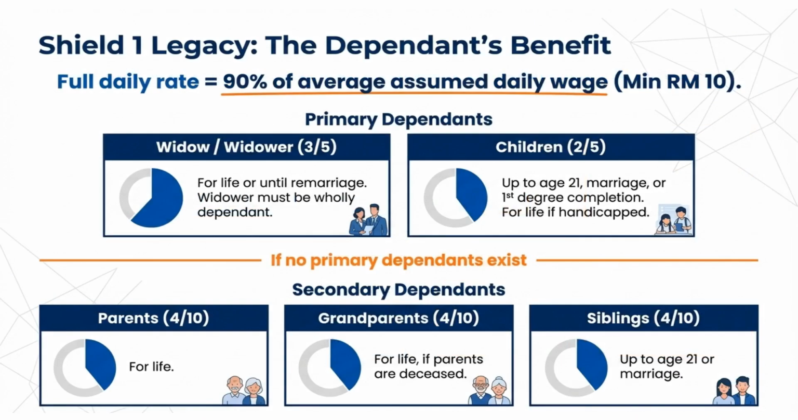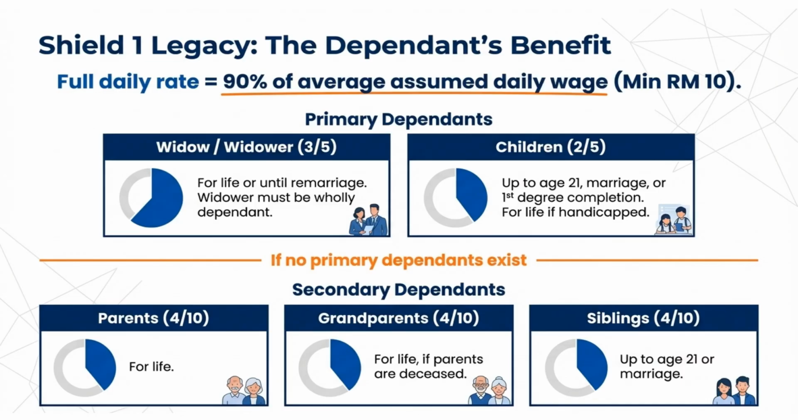If an employee dies as a result of an employment injury, the dependents are entitled to the dependent's benefit. The full daily rate is 90% of the average assumed daily wage, subject to a minimum of RM 10.00 per day. This benefit is distributed according to a hierarchical system of primary and secondary dependents. Among primary dependents, the widow receives 3/5 of the full daily rate for life or until she remarries, whichever occurs earlier. Children, including natural, dependent stepchildren, adopted children, and children born out of wedlock, receive 2/5, payable until age 21 or marriage, whichever occurs earlier.